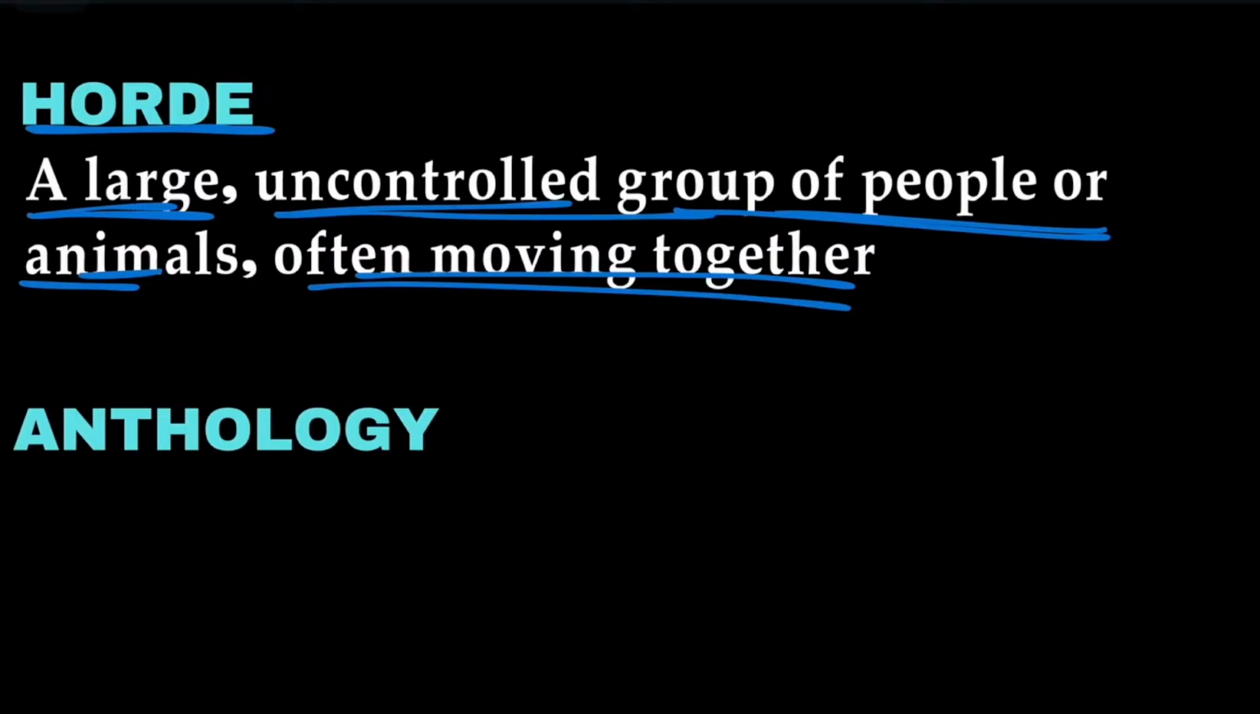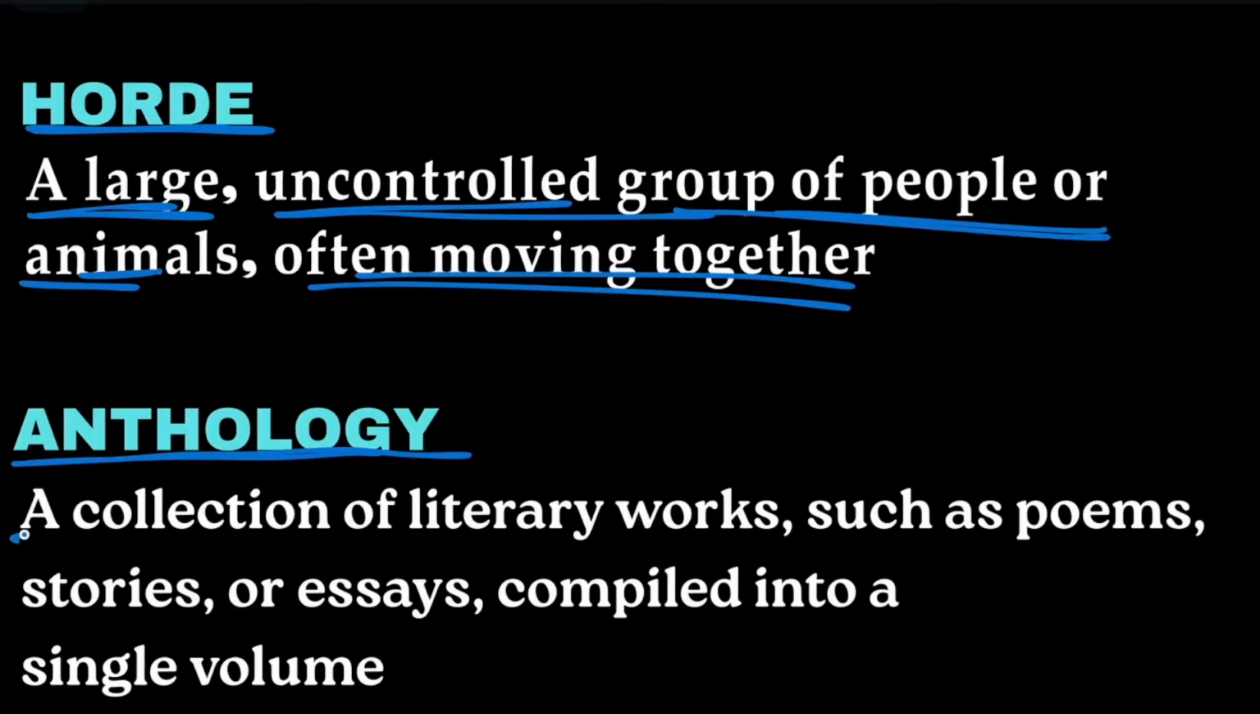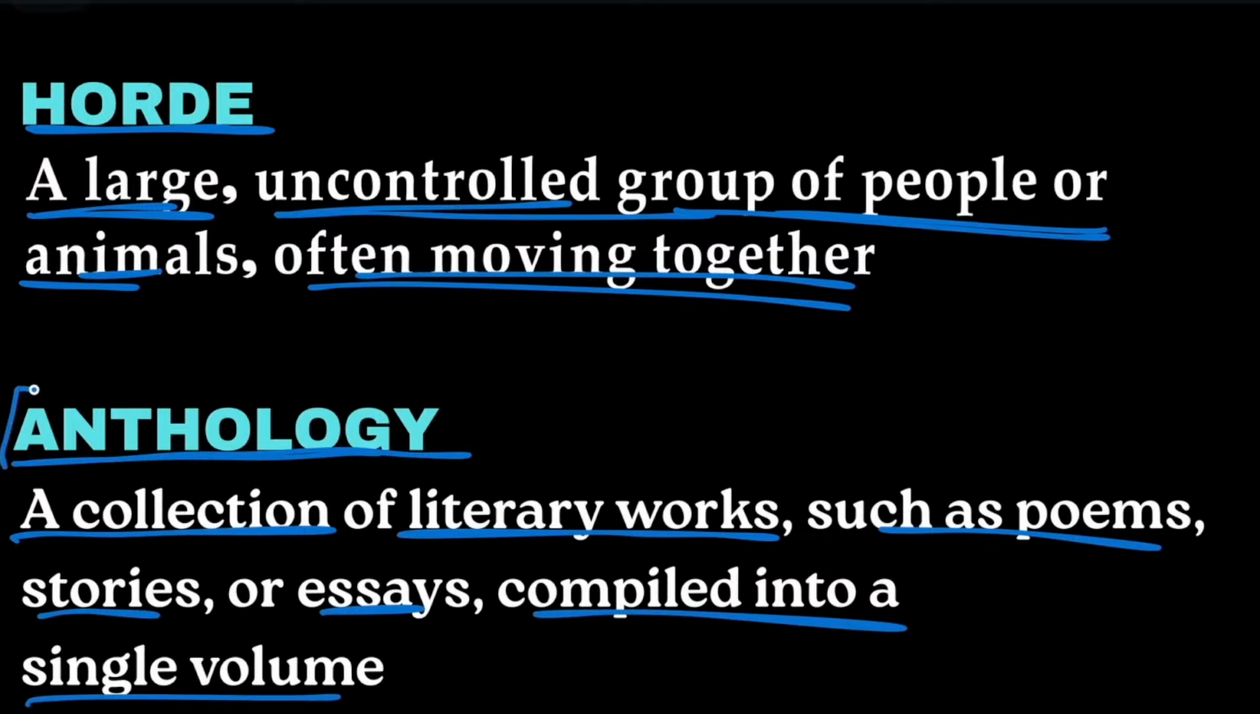The next word is anthology, and anthology means a collection of literary works such as poems, stories, essays compiled into a single volume. So a collection of writing works that includes poems, stories, essays compiled into a single book is called an anthology.